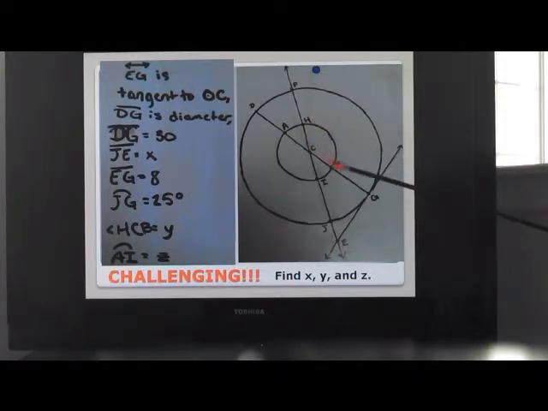Because you know that HCB and ACI are vertical angles, you know that ACI is also 155 degrees. Because you know this, and you know that arc AI is the included arc of this angle, you know that AI is also 155 degrees, which means Z and Y equals 155 degrees.